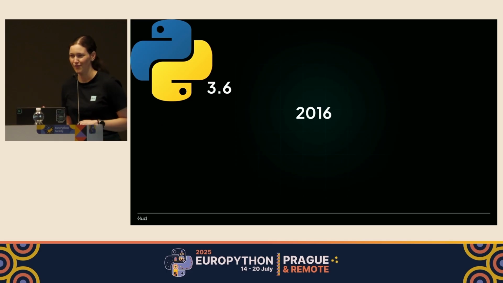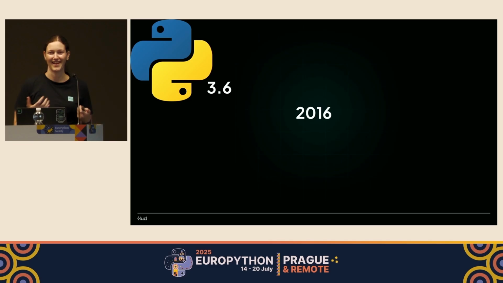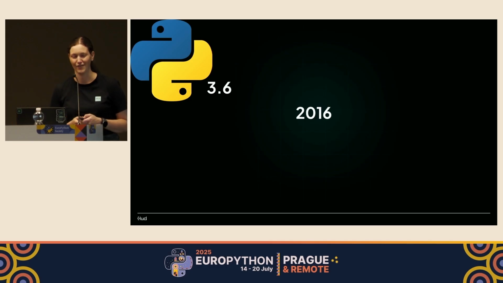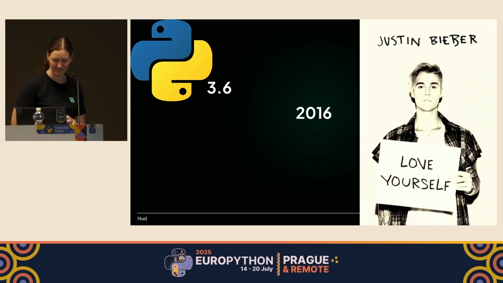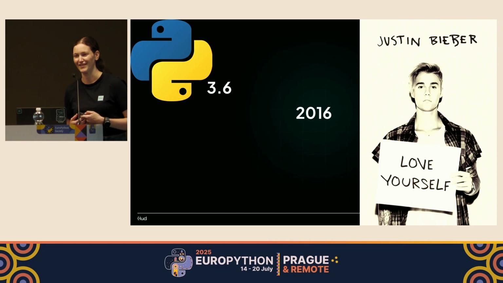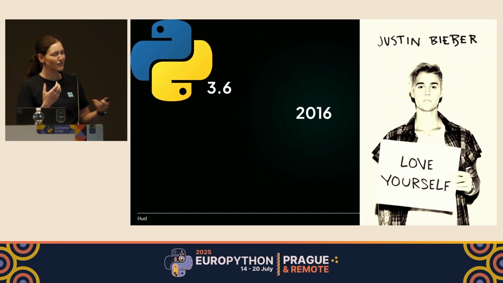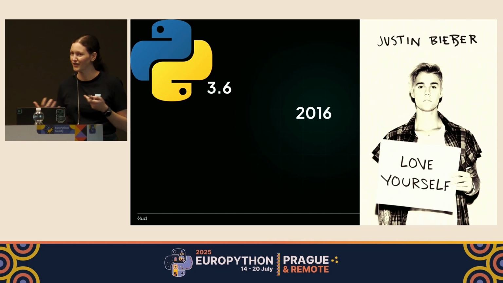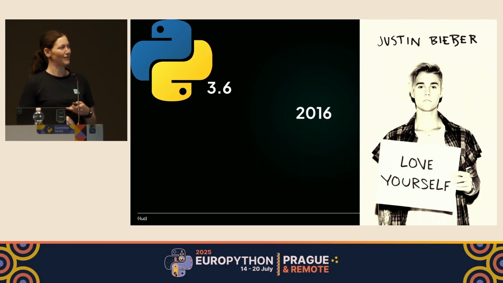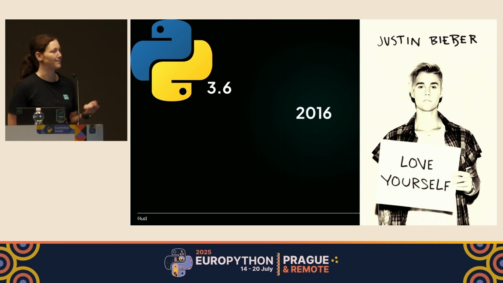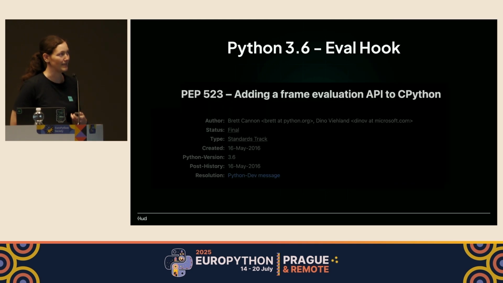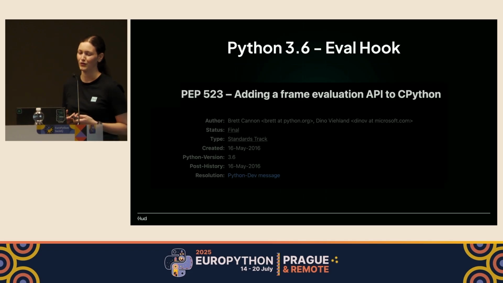2016, Python 3.6, a very exciting version in general, with a lot of new cool features. Justin still controls our lives, but a different one. This time it's Justin Bieber, which starts to feel a little more modern, right? And I do think, at least from our customers, we're still seeing some Python 3.6 in the wild. And that's when eval hooks joined the game.